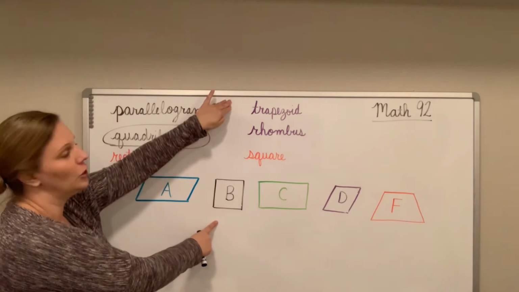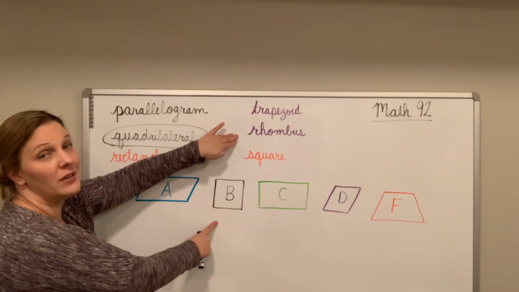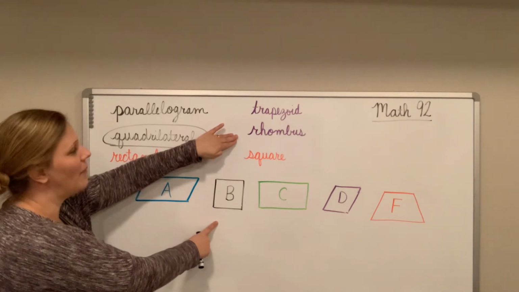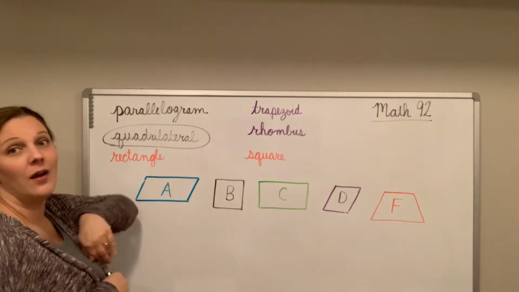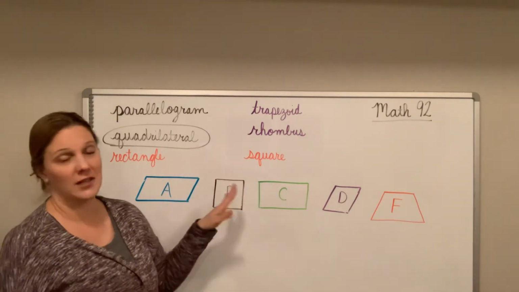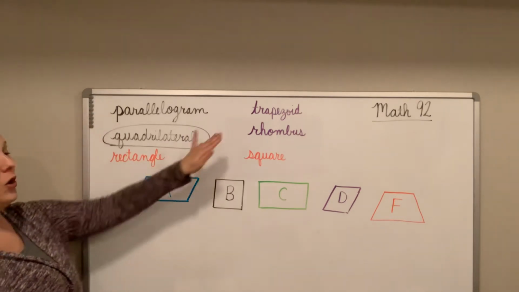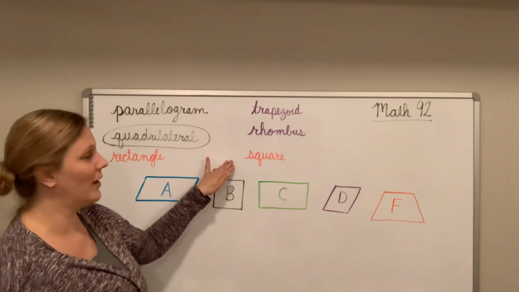Is it a trapezoid? No. Is it a rhombus? A rhombus has four sides of equal length. Yes, it is a rhombus. Is it also a square? Yes, because it has four right angles and all of those four sides are the same length. So B is a parallelogram, rectangle, rhombus, and a square. That one's got a lot.